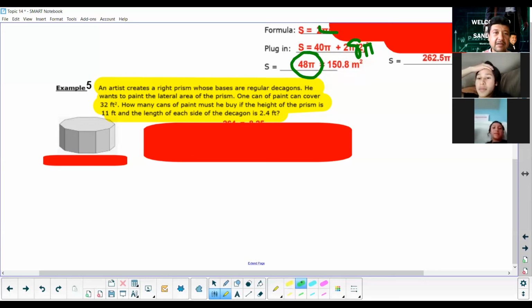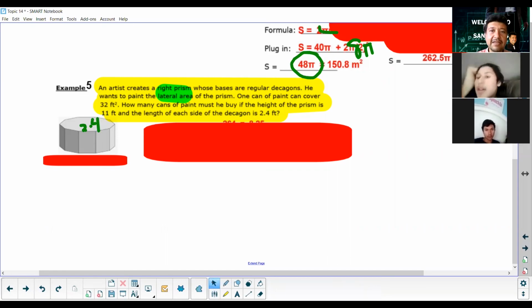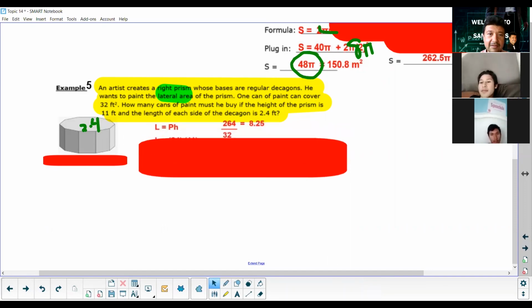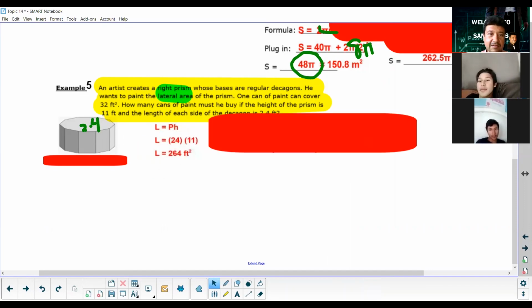Lateral surface area. Yeah, lateral. Good. So in order to do that, what must I do, Marcus? You need to find the perimeter of the bases and then multiply that by the height. Okay, so lead me through it. How would I find the perimeter of the bases? It's a decagon, that means it has 10 sides, and each side is 2.4 feet. So that's 10 times 2.4, which is 240.